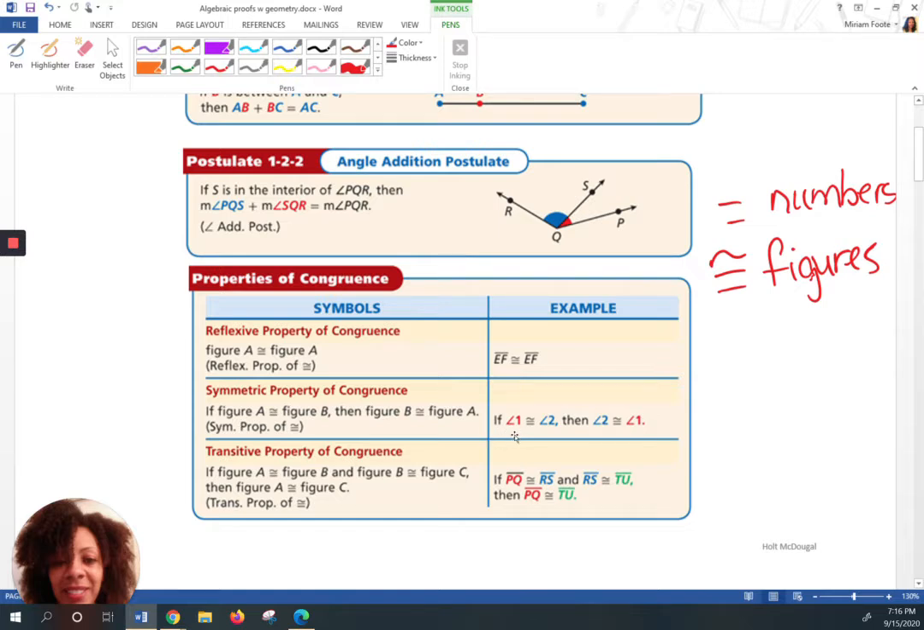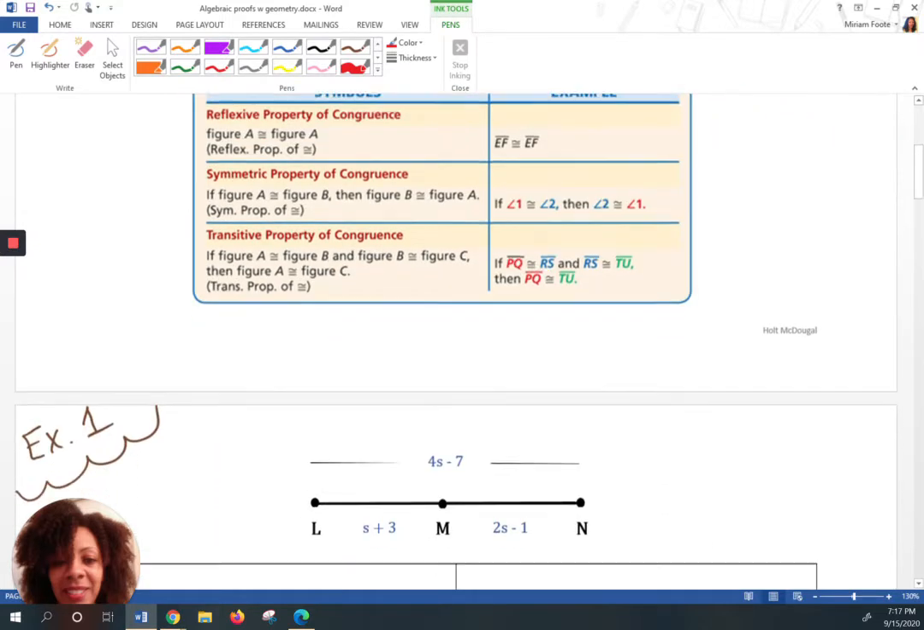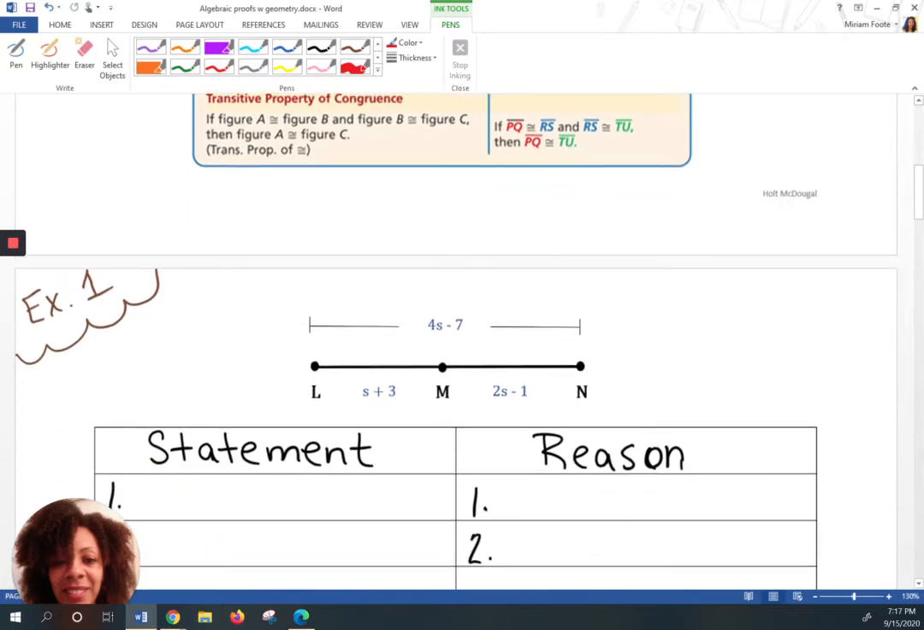Symmetric means that if angle 1 is congruent to angle 2, then if I were to swap those and put angle 2 first, it's still going to be congruent to angle 1. So that's what symmetric means. And then transitive, again, is segment PQ is congruent to segment RS. Segment RS is congruent to segment TU. So therefore, segment PQ has to also be congruent to segment TU. So notice in the middle, they both have segment RS in common. So therefore, they are congruent to one another. That's what those properties represent.